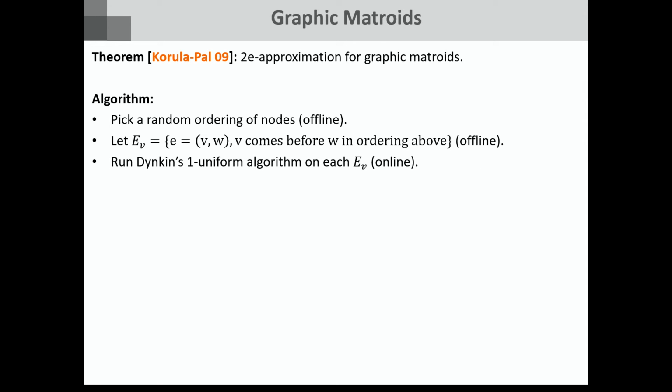The second result I want to show you is for graphic matroids. This is a result due to Kesselheim and Pal, that there's a 2e approximation for graphic matroids. Let me state the algorithm, and again I'll show you in pictures what's going on. You pick a random ordering of the nodes offline, and then you define the following sets. For every node v, take all of the edges that have one endpoint in v and the other endpoint later than v in the ordering. Call this set E sub v. Now you just run Dynkin's one uniform algorithm on each E sub v separately online.